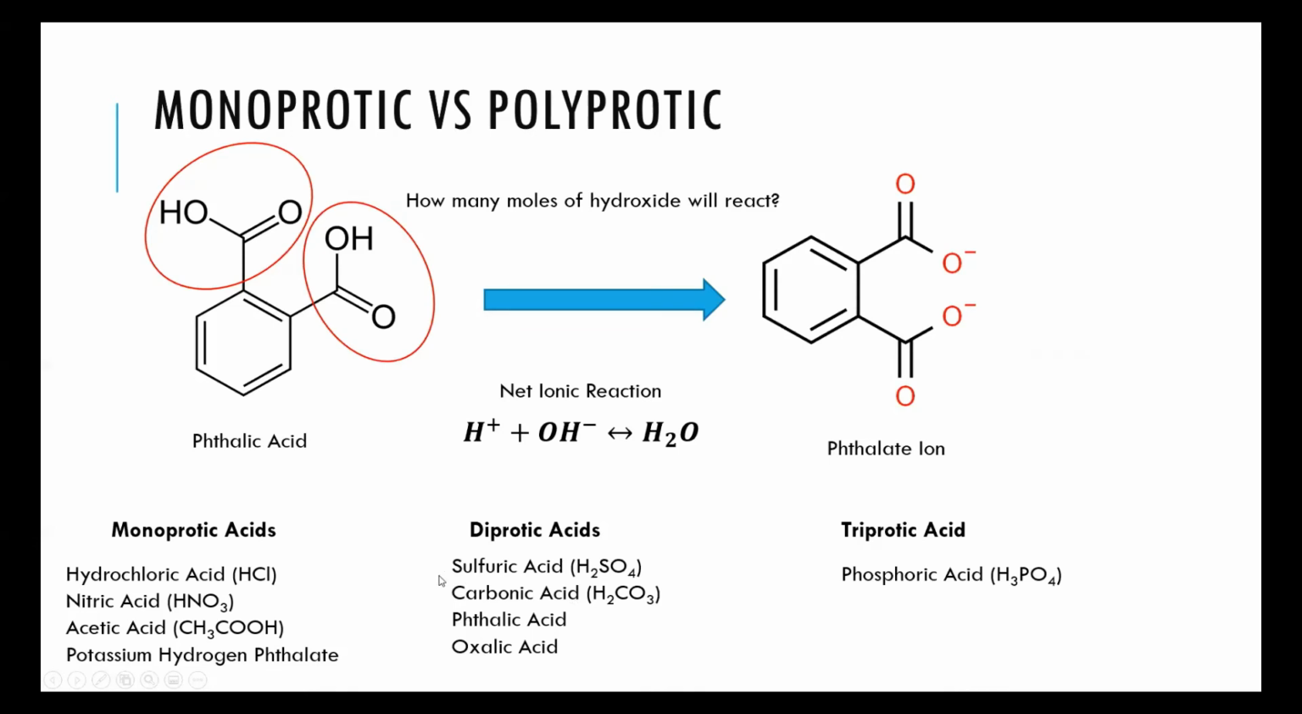Diprotic acids include sulfuric acid, which is the only strong acid here, but also carbonic acid, phthalic acid, or oxalic acid. And a triprotic acid would be phosphoric acid. And that's what you're going to be looking at in the second part of the experiment.